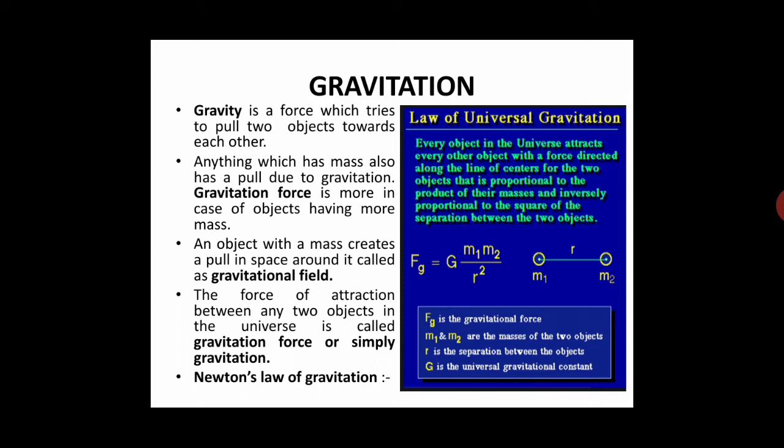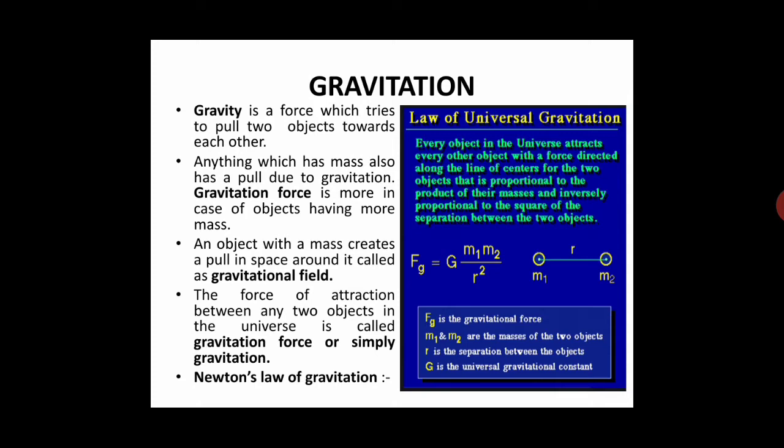Newton's law of gravitation. As you can see in the picture, the statement says that every object in the universe attracts every other object with a force directly along the line of centers of the two objects, that is proportional to the product of their masses and inversely proportional to the square of separation between the two objects.